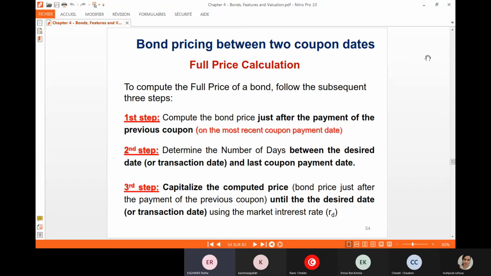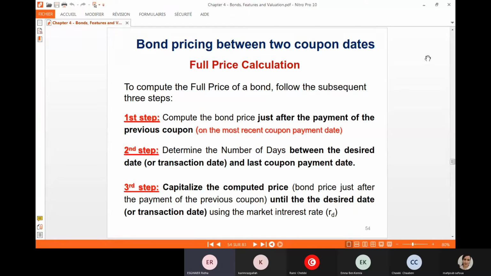We know how to estimate the value of any bond at the date of the payment of any coupon. Then the new thing that we need to make is to estimate the number of days between the desired date, the current date, for example, or the date at which we want to compute the value of the bond, which is between two coupon payment dates, and the date of the previous coupon payment. And we need the actual number of days convention, count, of course.